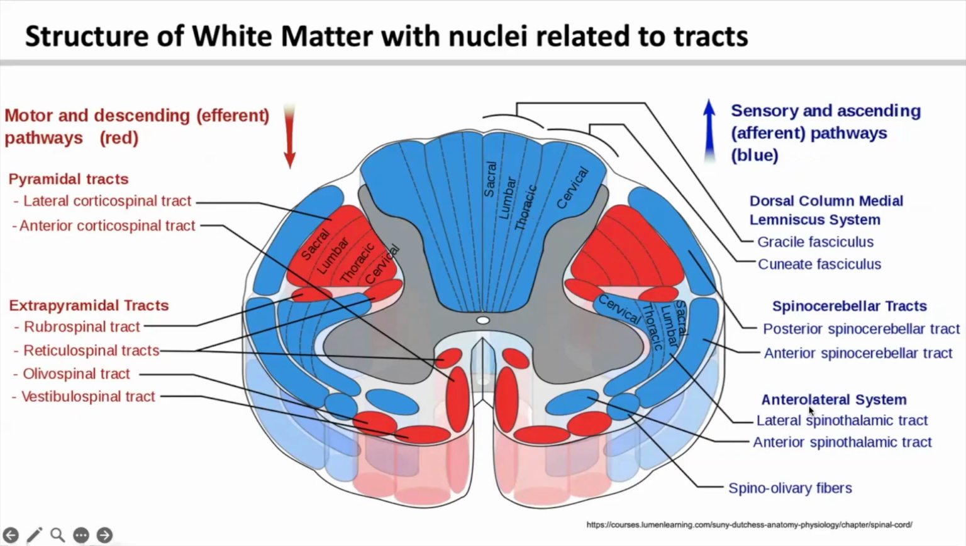So we're talking about the anterolateral system, which is the spinothalamic tract. The spinothalamic tract consists of two tracts. One is the lateral spinothalamic tract and one is the anterior spinothalamic tract. The lateral spinothalamic tract is mainly for pain and temperature, and the anterior spinothalamic tract is mainly for crude touch and pressure. Okay, the lateral spinothalamic tract crosses in the spinal cord.